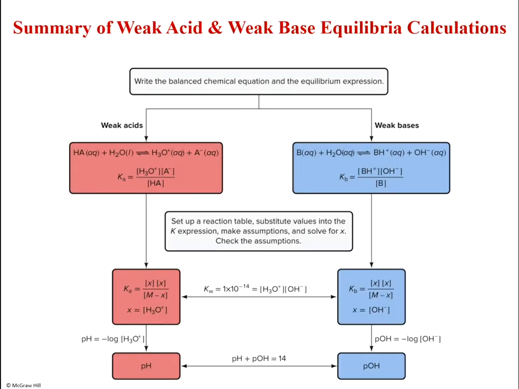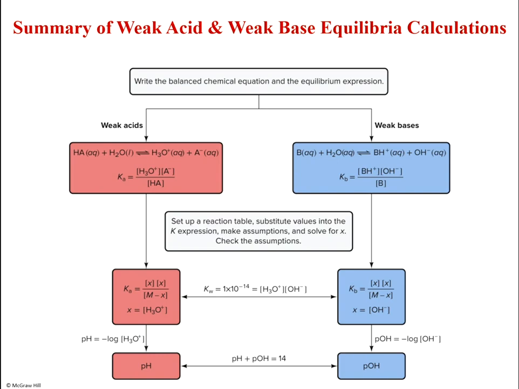This summarizes the weak acid and weak base equilibria calculations that we do. First off, we write out the balanced equation and the equilibrium expression. For weak acids, we have an acid dissociation constant. If we dissociate to the extent of x, we can calculate x from this equation. Solving for x, we can get the hydrogen ion concentration and calculate pH. We can get pOH from that pH by subtracting from 14.